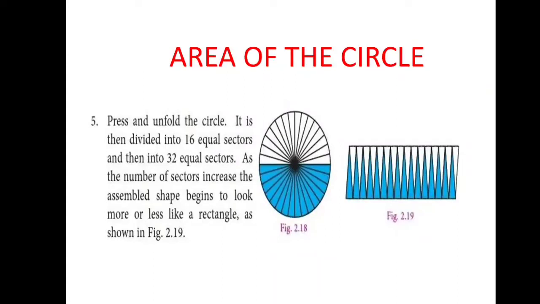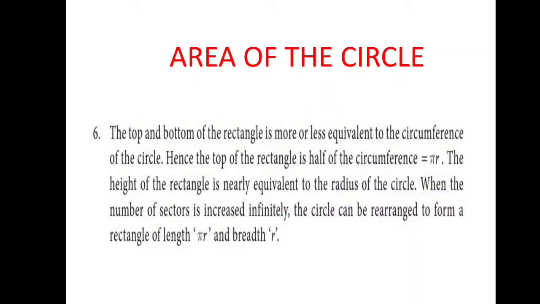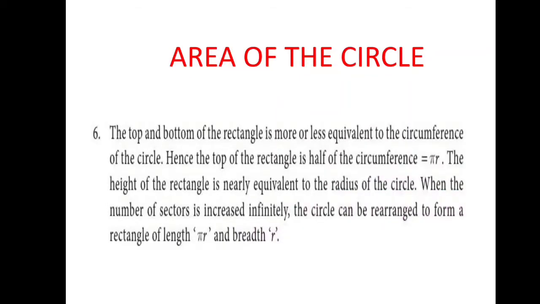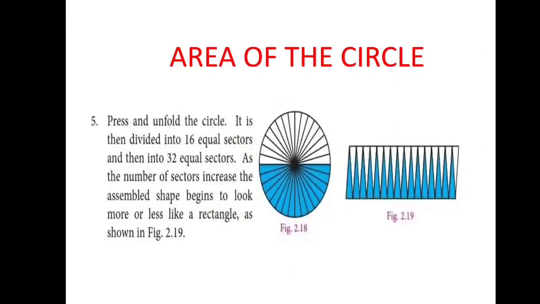We all know what is a rectangle. Rectangle is a closed figure with four sides. Opposite sides are equal. So now the top and bottom of the rectangle is more or less equivalent to the circumference of the circle. Am I correct? See the top and bottom line, it is more or less equal to the circumference. Hence the top of the rectangle is half of the circumference. What we have done is we folded this, cut it and arranged it.